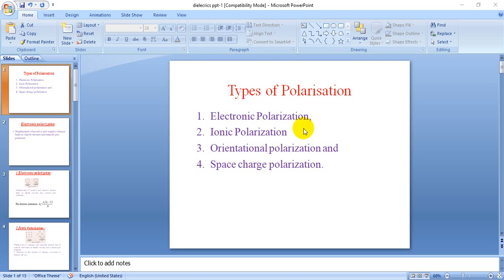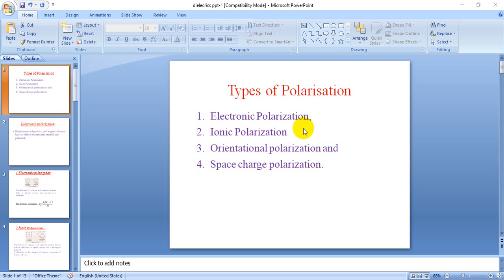In the first video, we discussed the introduction of dielectric materials. Now, in this video, we are going to discuss the types of polarization. We already know about polarization. It is nothing but when a dielectric material is kept in an external electric field, dipoles are formed and hence a dipole moment arises. That is called polarization.